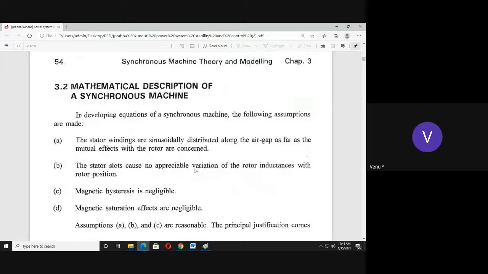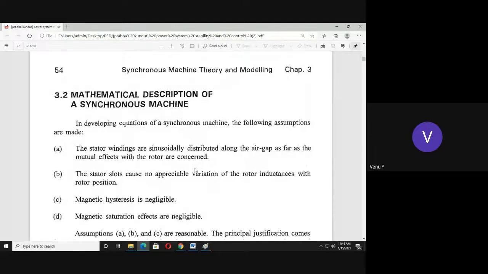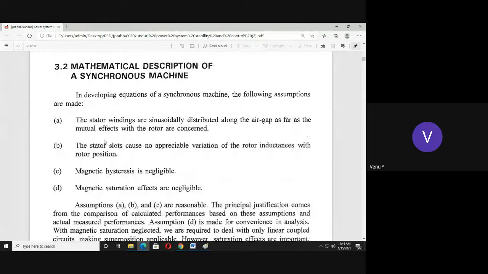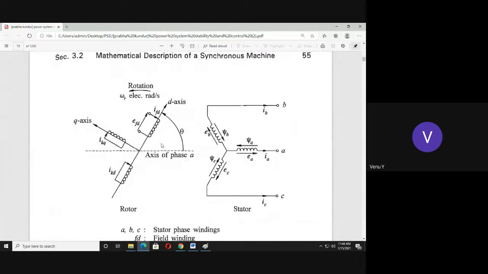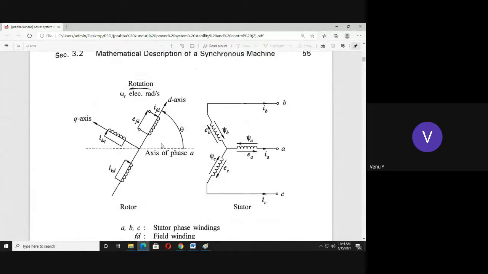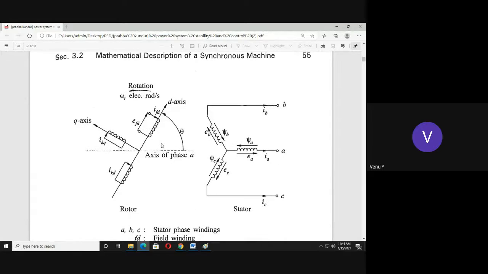That is about what you have already seen, the mathematical description of the synchronous machine with the necessary assumptions. Now let's understand the mathematical description of the synchronous machine. So far, if you have any questions, if you don't follow anything, you can ask. If you understood, we'll continue.